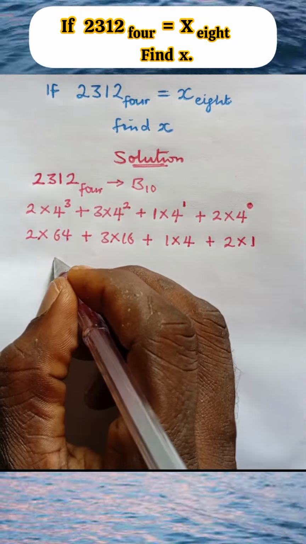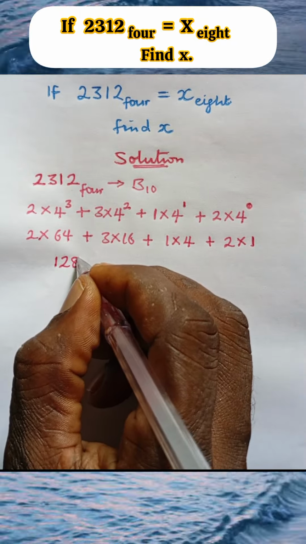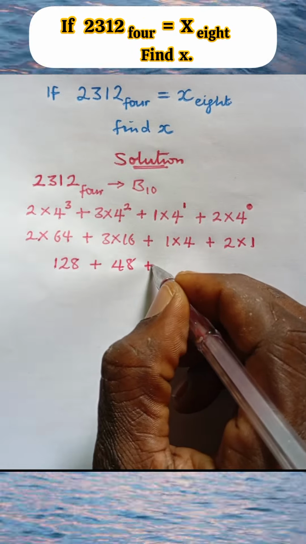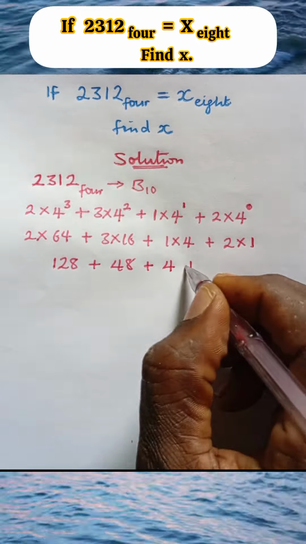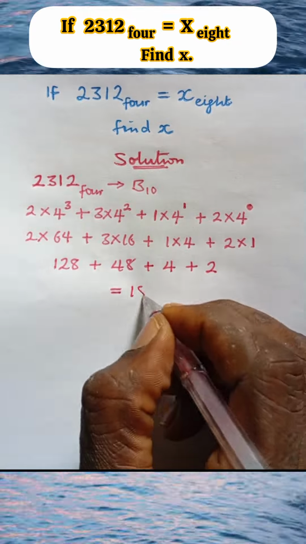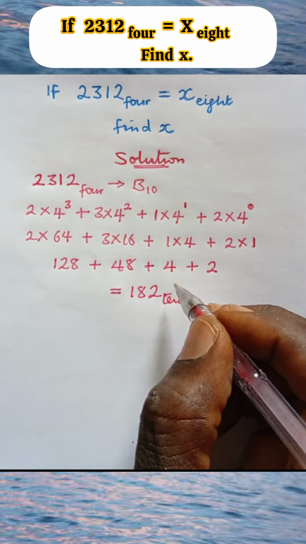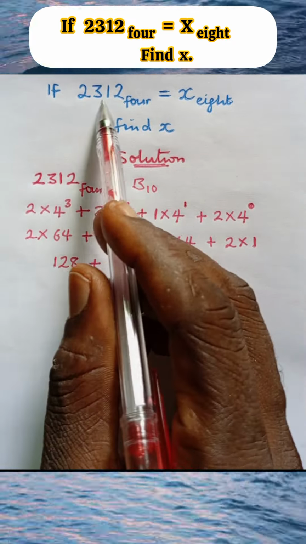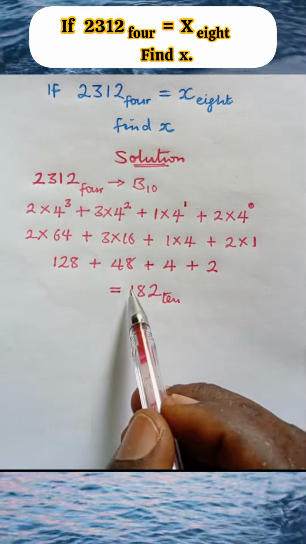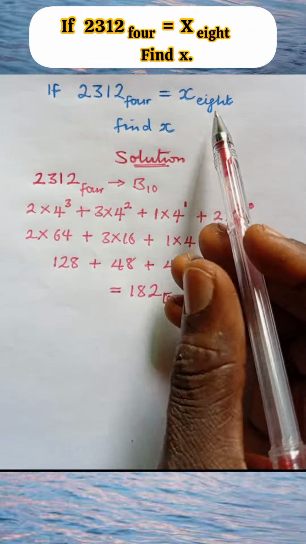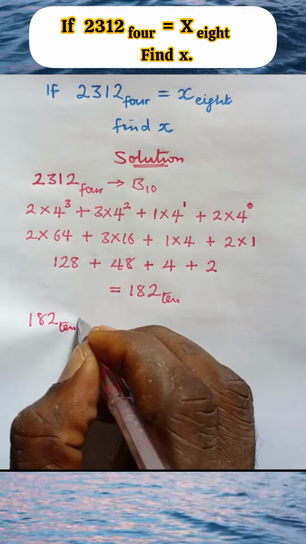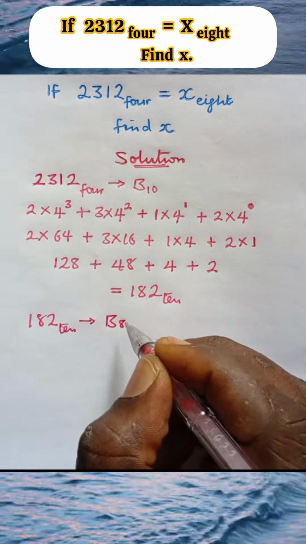Let's continue. 2 multiplied by 64 is 128, plus 3 multiplied by 16 gives us 48, plus 1 times 4 is 4, then plus 2 times 1 is 2. When you add this together, we have 182 in base 10. So now we have converted this number from base 4 to base 10. Next we are going to convert this base 10 number to base 8. So let us do that. We are to convert 182 base 10 to a number in base 8.